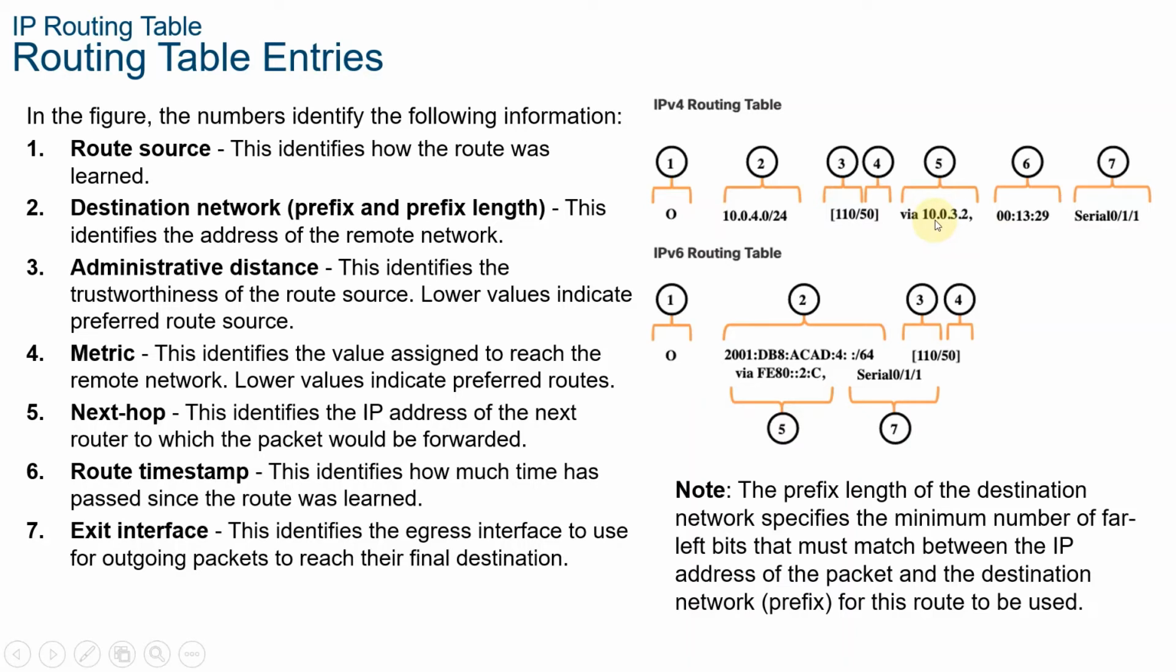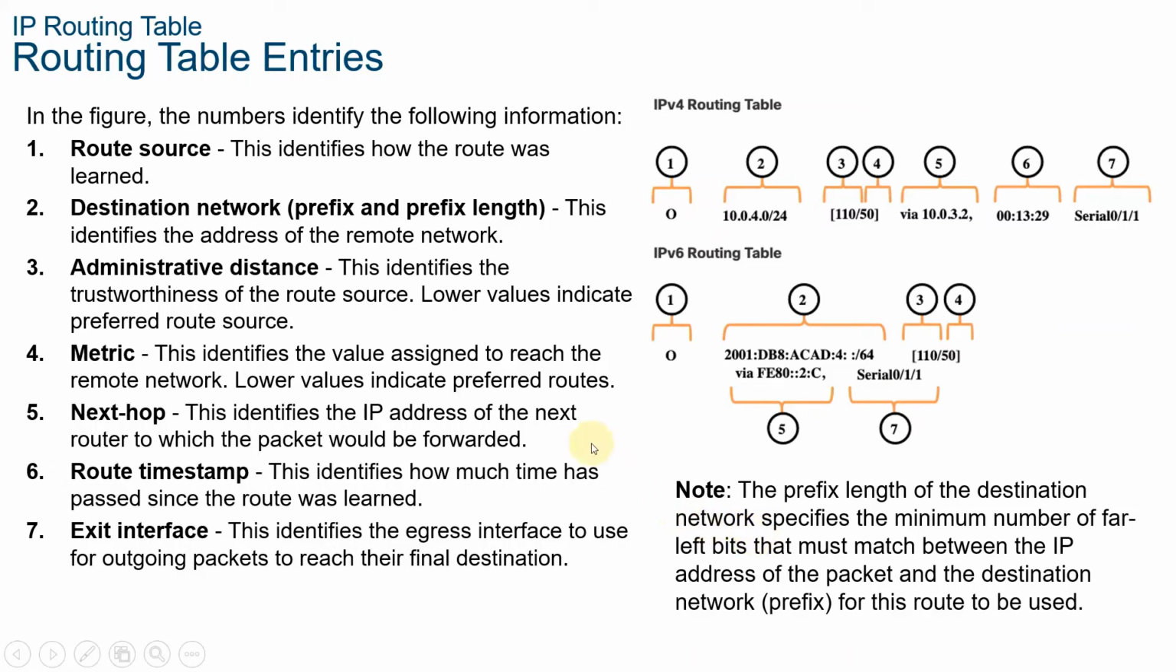So number 5 is the next hop. This identifies the IP address of the next router to which the packet would be forwarded. All right, and number 6 is the route timestamp. This identifies how much time has passed since the route was learned. And the last one is the exit interface. This identifies the egress interface to use for the outgoing packets to reach their final destination.